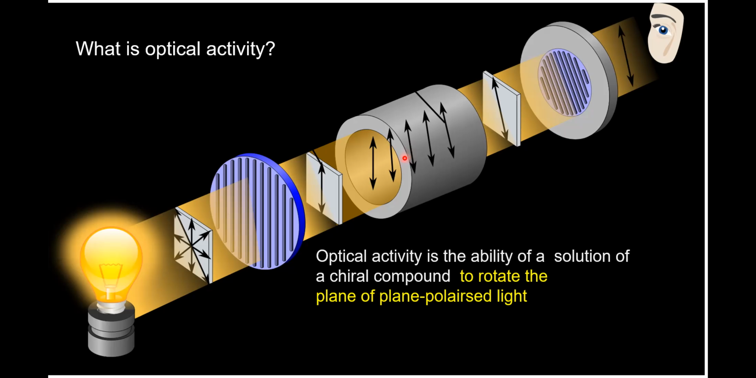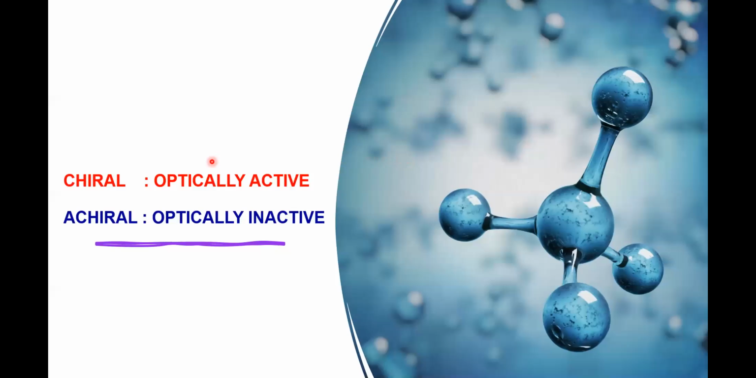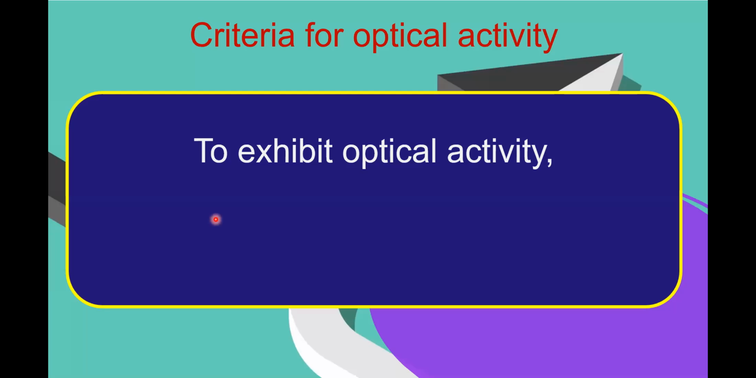So now, is it always necessary to use a polarimeter to determine whether a compound is optically active or not? If it is optically active, it is called a chiral compound. If it is optically inactive, it is achiral. So, is a polarimeter compulsory? The answer is no. Based on the symmetry elements, we can determine whether a compound is optically active or not, that is, chiral or achiral.